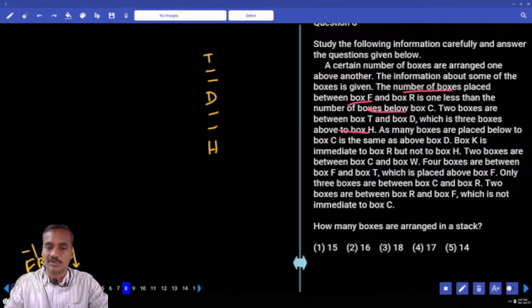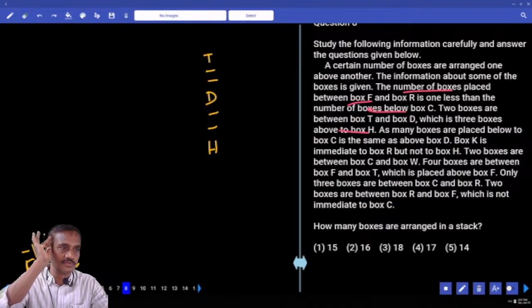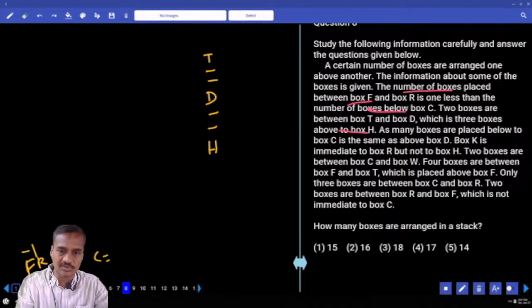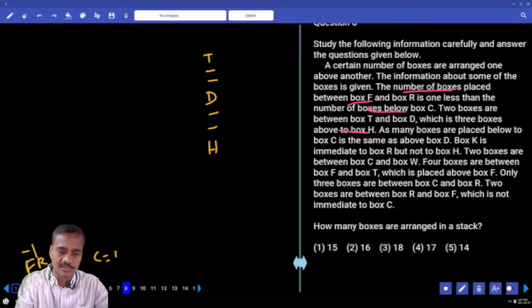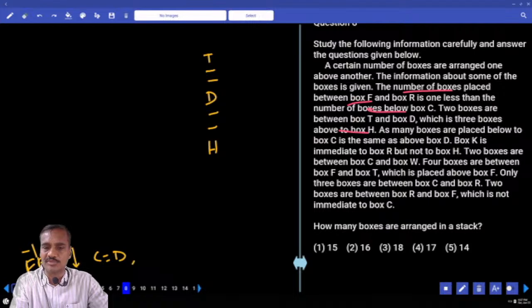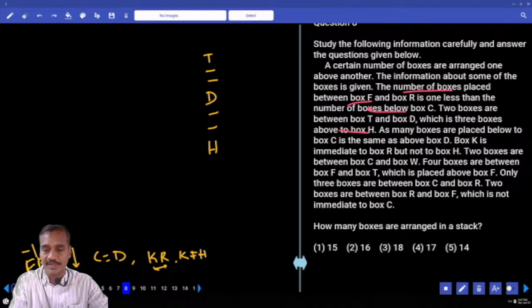Clear? And below C, how many could be there? Maybe T is at the top or not, that is not known, isn't it? Then as many boxes, C and D. Now C equals to what? As below C, same as above D. Now C and D, we need to have equal number of boxes. And K is immediate to R but not to H. Now K and R are adjacent. K is immediate to R, but this K is not adjacent to whom? K is not adjacent to H. And next one.